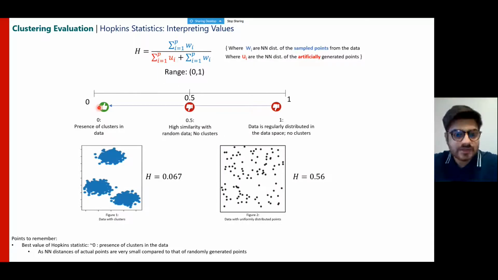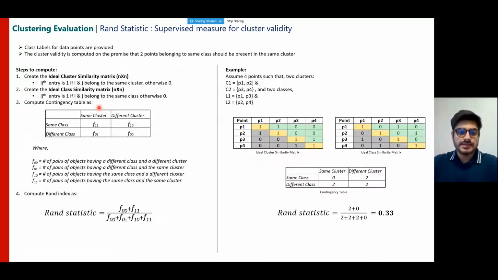Moving to the next statistic we have, it is the Rand statistic, and it is slightly different from the other two metrics that we've seen so far. This one is a supervised measure. What that means is we need external labels for each data point to compute this value. The premise that it uses is that, given that we have the original class labels of the data points, 2 points that belong to the same class should also belong to the same cluster when we perform the clustering.